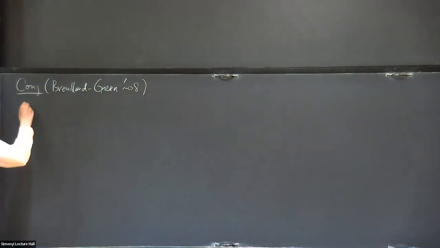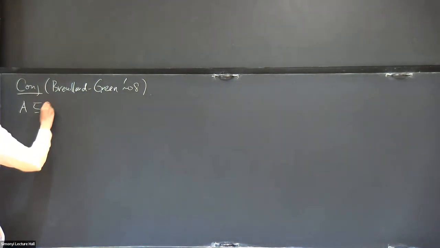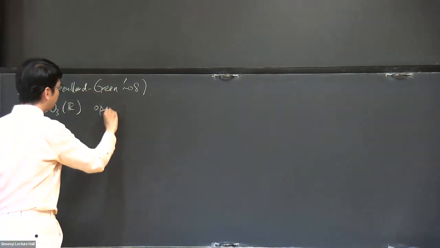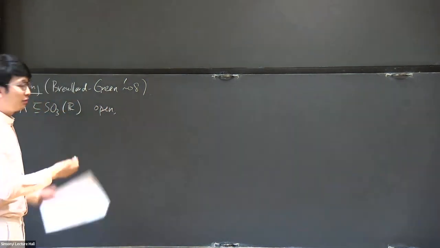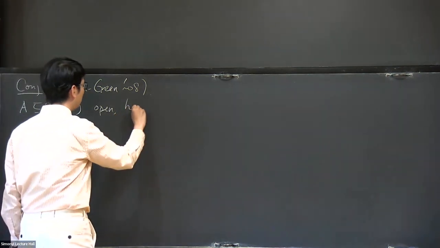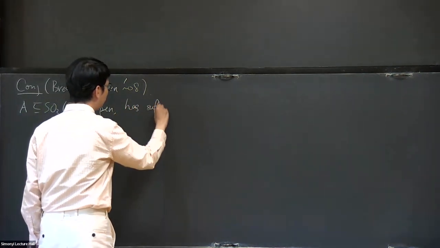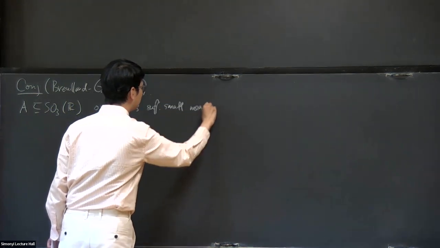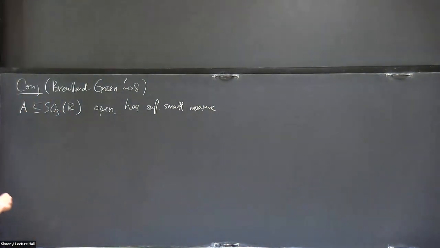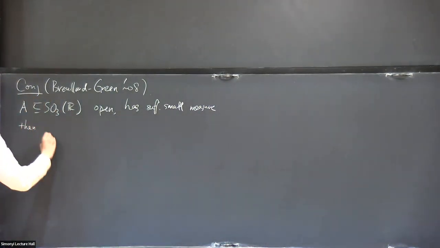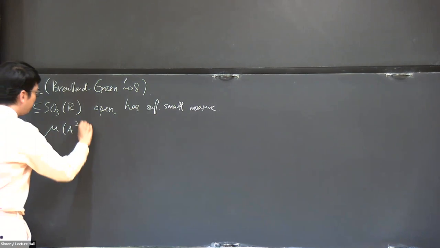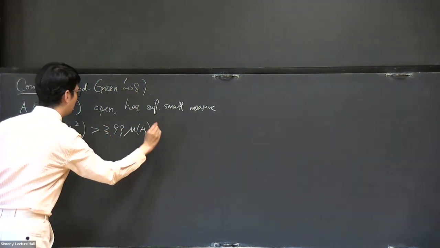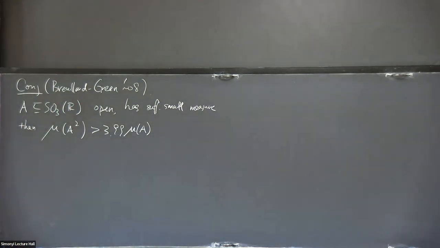And so they ask, if A is a subset of SO(3,R), which is open and has sufficiently small measure, a very small set, then the measure of A squared should be at least 3.99 times the measure of A. Okay. So this is their conjecture.